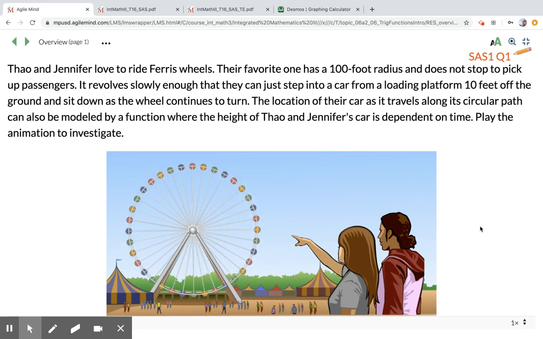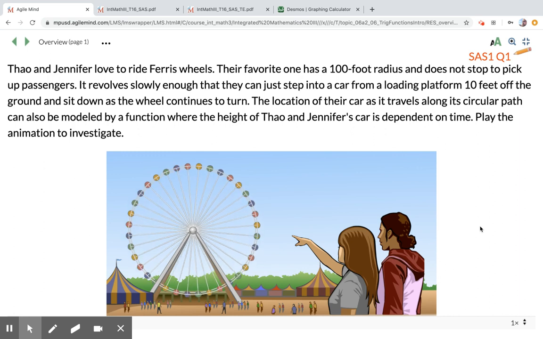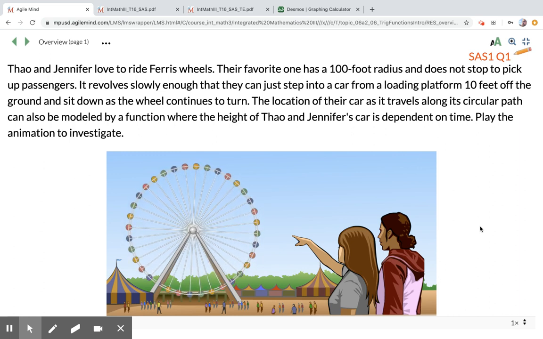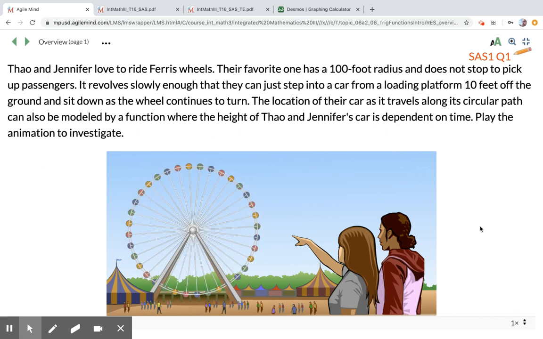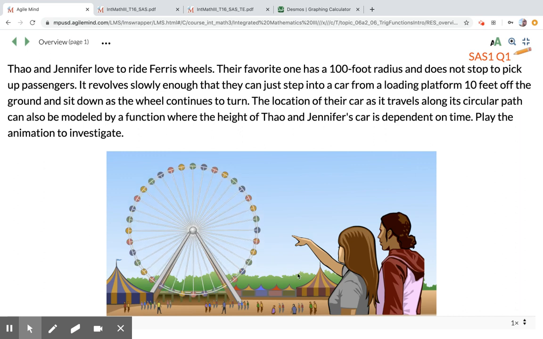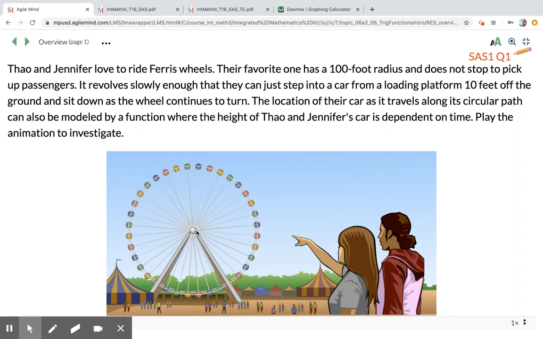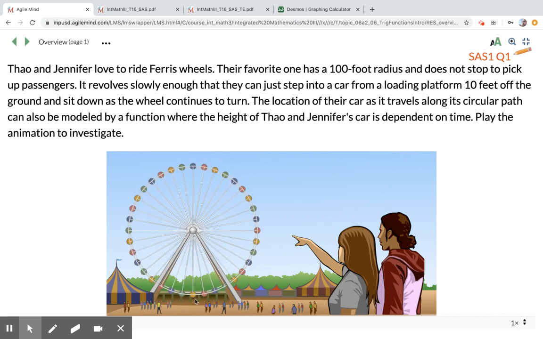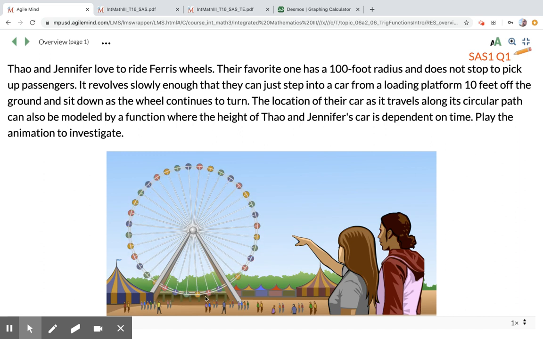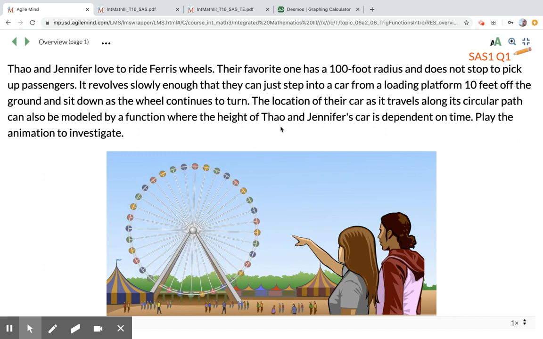So Tao and Jennifer love to ride Ferris wheels. I like to ride Ferris wheels too, even though I'm afraid of heights, which is a weird thing, but there you go. So their favorite Ferris wheel has a 100-foot radius. So from the center coming out is 100 feet, which means it's actually 200 feet from bottom to top, isn't it?